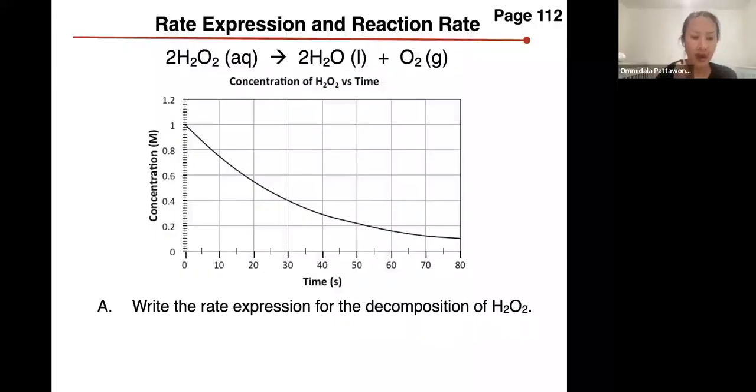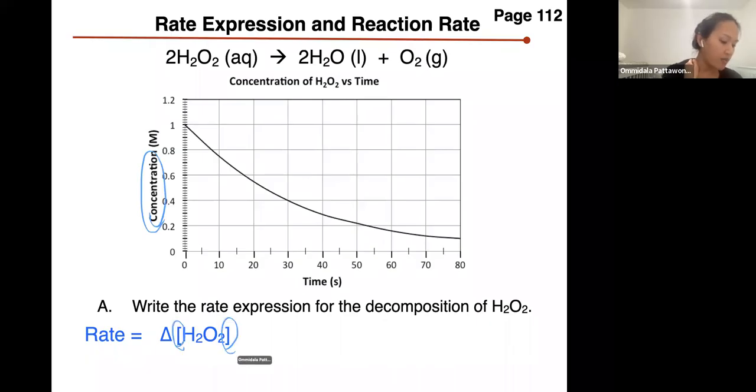A asks us to write the rate expression for the decomposition of hydrogen peroxide. In this case, the rate expression can be written as rate equal to, the equation that you need that is going to allow you to use for calculation. So the rate of the decomposition of hydrogen peroxide is going to equal, in this case, the change of the amount. So it's going to be the change of the concentration.